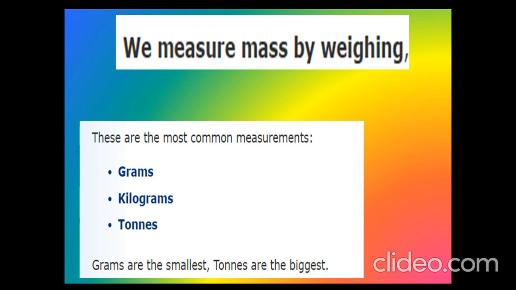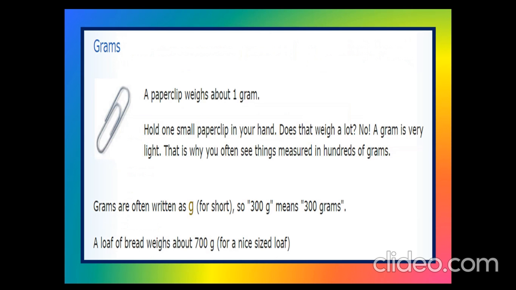The three common units of measurement are gram, kilogram, and ton. Here, gram is the smallest and ton is the biggest. Children, have you ever held a paperclip? Does it feel heavy? No, because it does not have much weight.